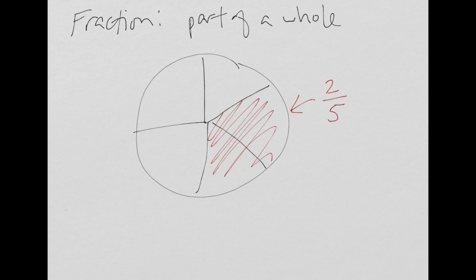So whole is the bottom number. This is saying how many total slices do you have. 2 is going to be the number of slices that we're looking at. Now what we're going to cover is how to add, subtract, multiply, and divide. But before we do that, we do need to mention mixed fractions.